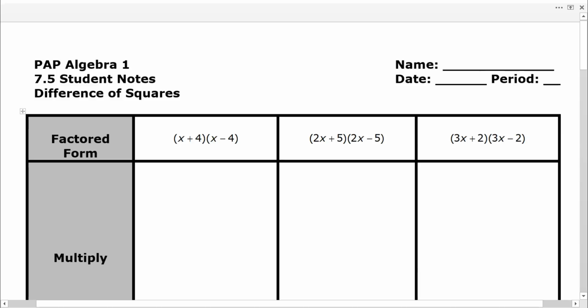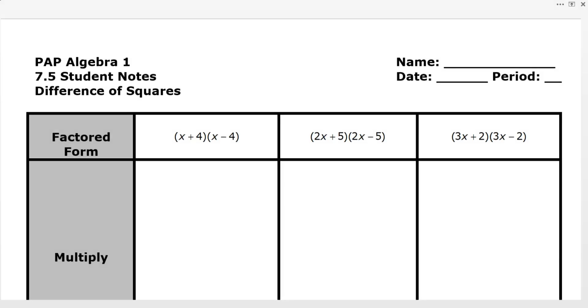Alrighty, these are special binomials that factor in a special way. And so we're going to look at these so that you can have a shortcut method so you won't spend time working on problems that you don't need to work on. So let's look at these factors and let's go ahead and multiply those two binomials together.